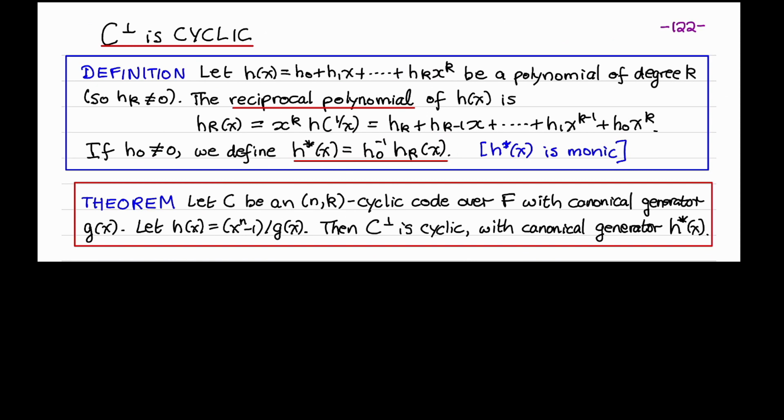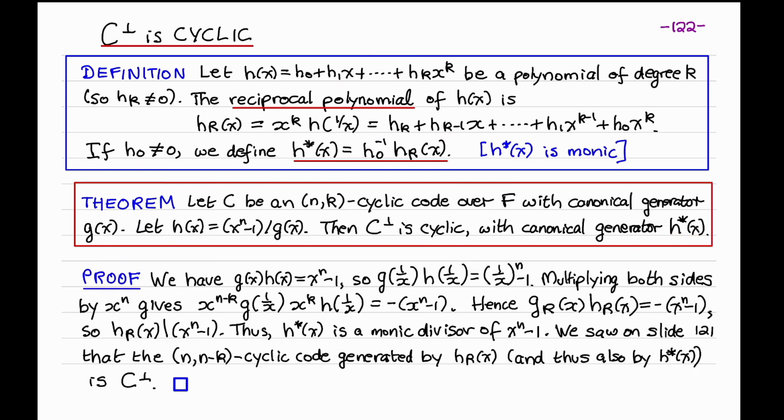Here's our main theorem. Let C be an (n,k) cyclic code over the field F with canonical generator g of x. Let h be the parity-check polynomial of C. Then C perp is cyclic with canonical generator h star of x. Let's prove the theorem. We have g times h equals x to the n minus 1. Replacing x by 1 over x gives us this expression equals 1 over x to the n minus 1.